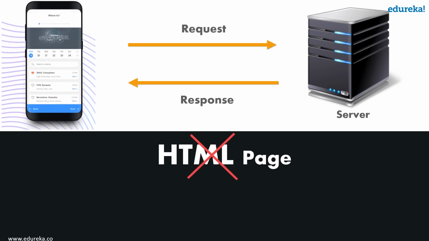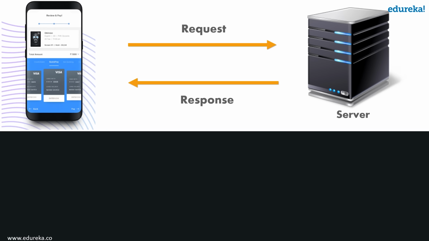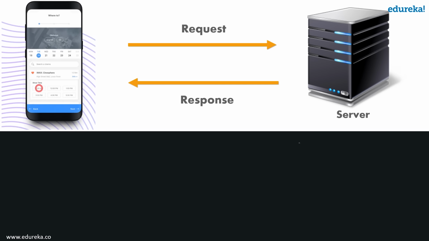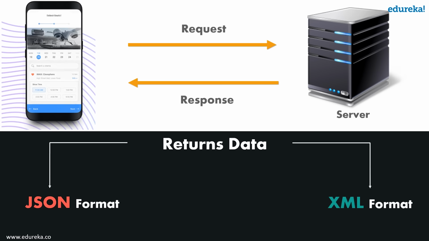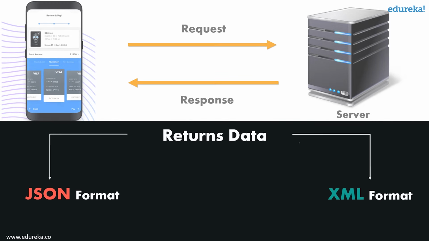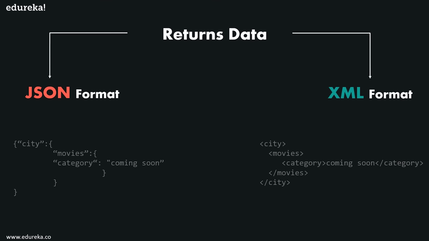So since you would also prefer the data to be returned in form of a structured format rather than a complete web page, the data returned by the server in response to the request of the client is either in the form of a JSON format or in the form of an XML format. Now both JSON and XML formats are sent because they have a proper structure in which the data is represented.